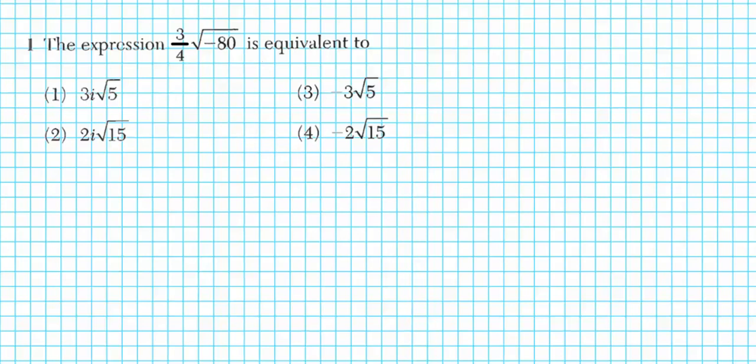Now, one thing you want to recall concerning finding the root of negative numbers is that when you have the square root of a negative number, that negative comes out of the radical symbol as the letter i, okay? Because i squared is equal to negative 1. So anytime you have the square root of a negative number, that negative comes out of the radical as an i. Let's keep that in mind.